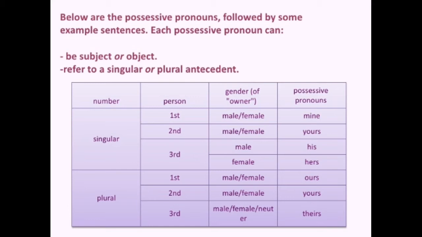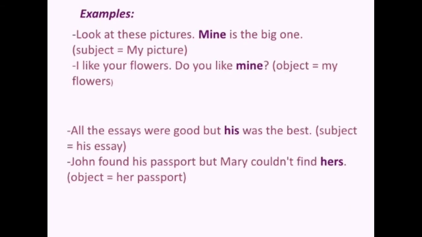Okay, in case of plural, with first person we'll use ours, hamara. Second, yours, and third would be theirs. Theirs means unka. Okay, third person, about whom we are talking, and it's in plural, so theirs. Is it clear, everyone? Let's see some examples.